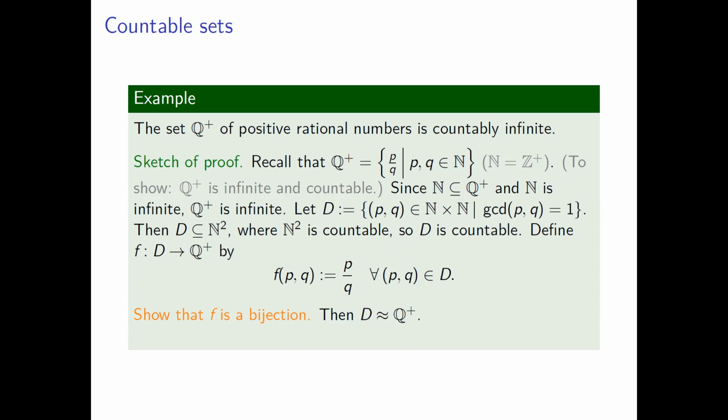When this is done, it follows that D is numerically equivalent to Q plus. By the previous theorem, a set which is numerically equivalent to a countable set is countable. Therefore, Q plus is countable. Hence, Q plus is both infinite and countable, and thus, Q plus is countably infinite.